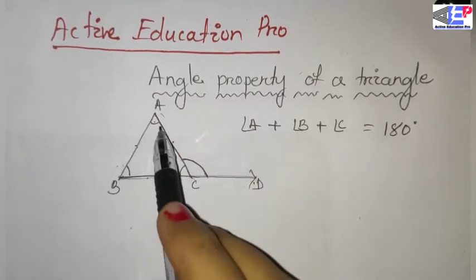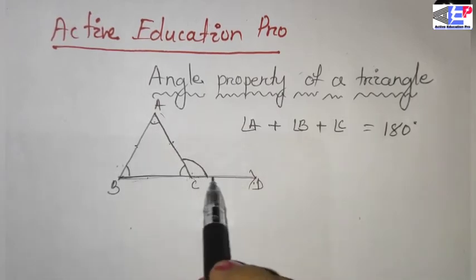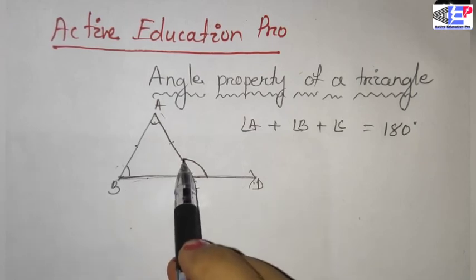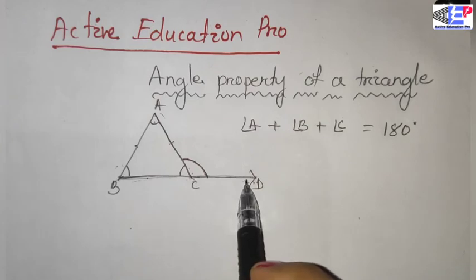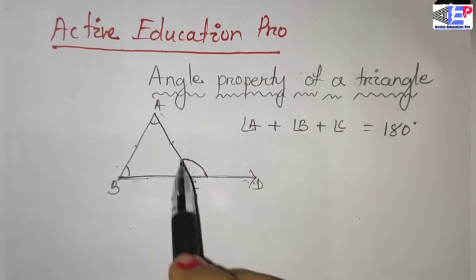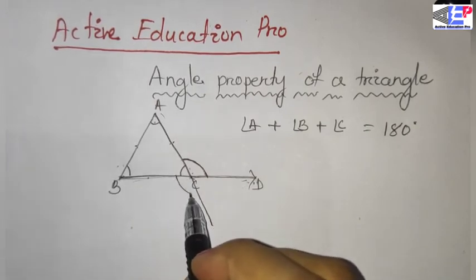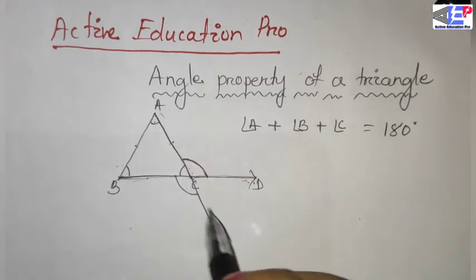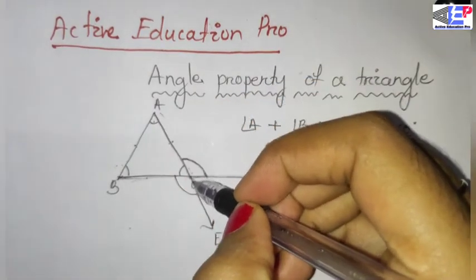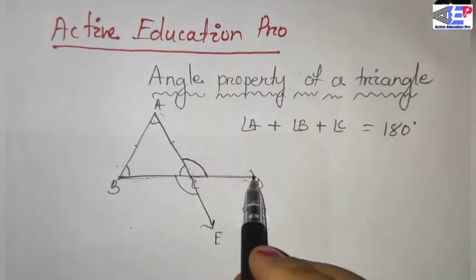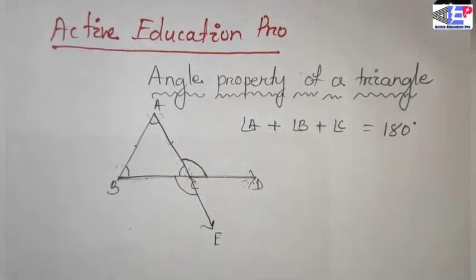Here AC is the normal side of the triangle, and BCD is the extended side of BC. So the angle made by AC and CD, ACD, is the exterior angle. According to a triangle, there are six exterior angles. Here we can also extend AC towards E. BCD makes an angle with AC, and ACE makes an angle with BC. So this is the exterior angle.